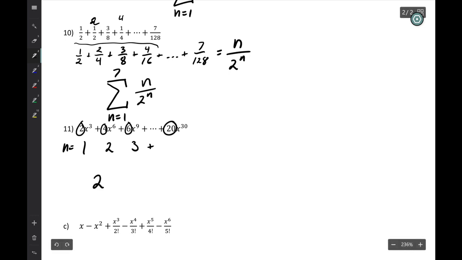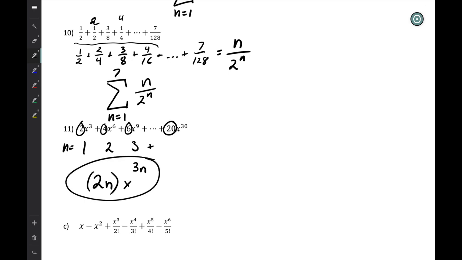So my first expression is going to be 2n. This gives me my coefficient. Now let's look and see what's happening to that exponent. I get x to the third, x to the sixth, x to the ninth. Each time I'm going to be adding 3, or 1 times 3 is 3, 2 times 3 is 6, 3 times 3 is 9. So this exponent here is just going to be 3n. So this gives you your rule for the series. So now let's write it in summation notation.